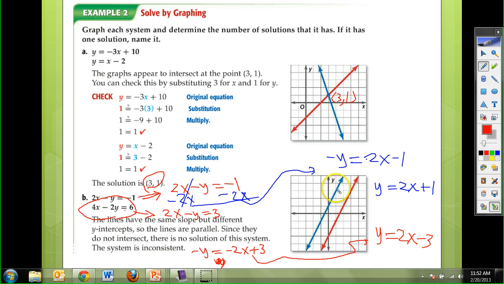As you can see, these two lines are parallel. Before we even graph it, you can see there's a 2x, so that 2 is the slope, and 2x here. So they both have the same slope, which means we already know that they're parallel. When they're parallel, there's no solution. They don't meet at all. So the system is inconsistent.